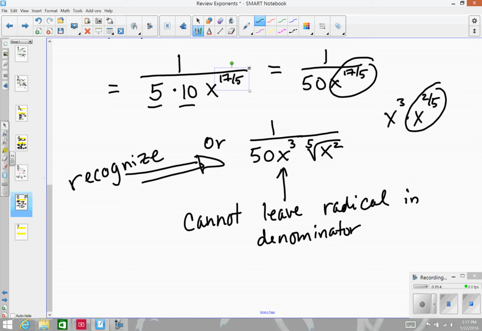However, if you had to show your work and leave an answer, you would be better off giving an answer like we got originally. This one, where I don't show a radical, I have x with an exponent that is rational, or a fraction.